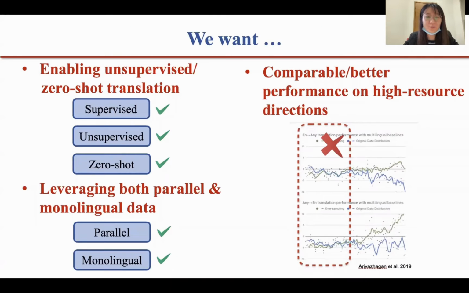Therefore, the purpose of this work is to build a multilingual translation model which can support supervised, unsupervised, and zero-shot translation at the same time, and can achieve the same result as a single model in the high-resource direction. In addition, monolingual data can be used to improve the effect of the model.